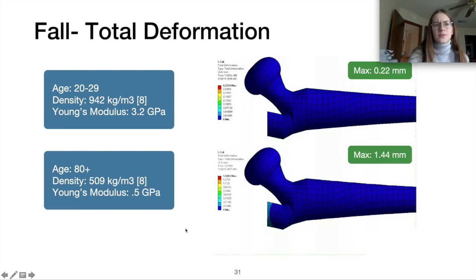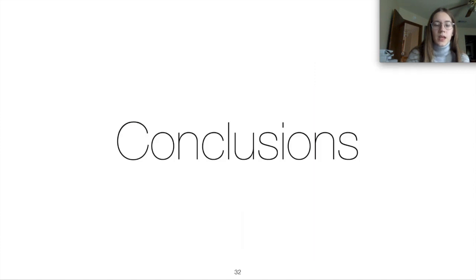with the different ages, with the new Young's modulus. The stress wouldn't change, right? Because for the stress, we're just looking at the force and the geometry. But the deflection does change from 0.2 millimeters to 1.44 millimeters. So that is a difference. Right? Okay. Here we go.